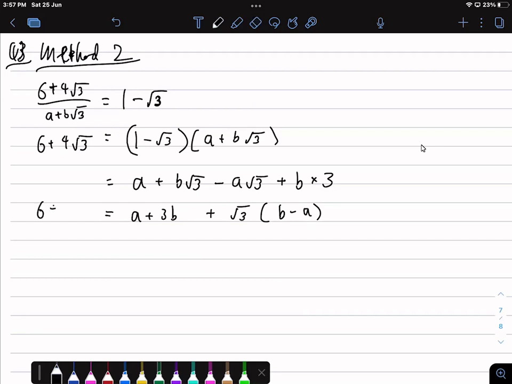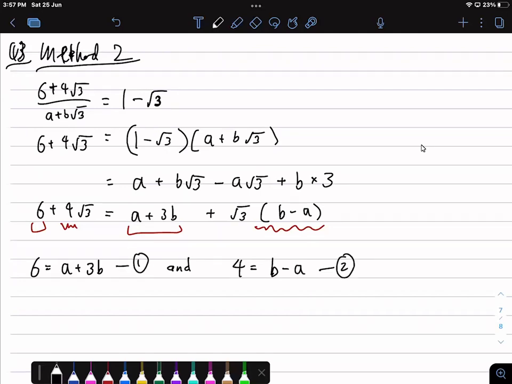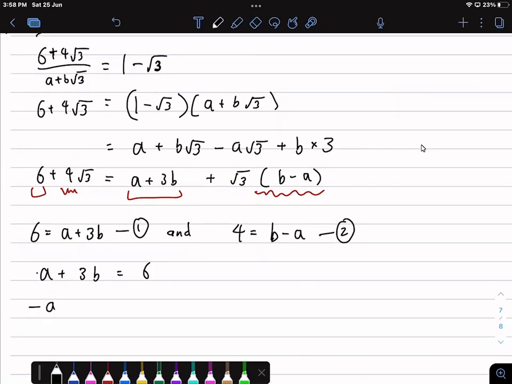Then on the left-hand side is still 6 plus 4 root 3. I think now it's easier, right? You can see what is equal to what. 6 equals a plus 3b. And 4 equals b minus a. A lot easier, right? Since it's just a linear equation, we can use the calculator. a plus 3b equals 6, write it neatly. The other equation, I can write it as minus a plus 1b equals 4. Then just key inside the calculator and solve.